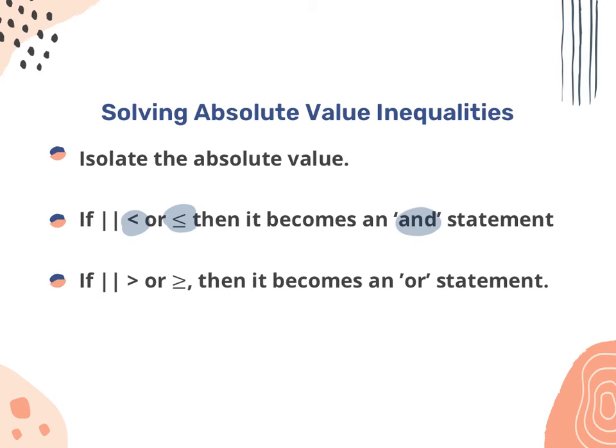If its absolute value is greater than or greater than or equal to, it becomes an or statement. So if you actually say those expressions out loud, less than ends in an, so think and. Greater, if you spell it wrong, ends in or, so it's an or statement. So less than is and, greater is or.